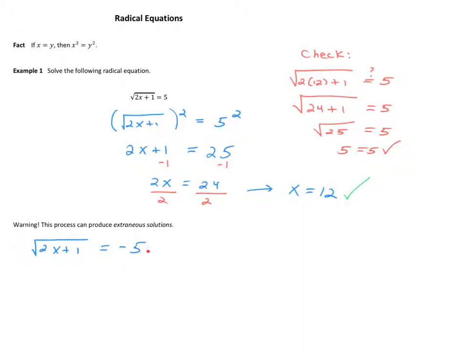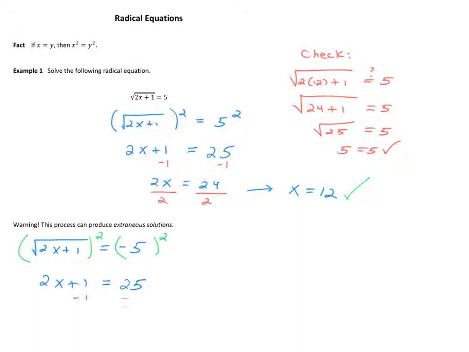Before we even solve this, there is no way this equation has a solution. The square root of anything is always a positive number. It can never be negative by definition, so there are no solutions. But let's see what happens if we square both sides of this equation, so that it is on the left, and on the right, I'll raise both sides to the power of 2. On the left, you still get 2x plus 1. The reason is the square root and squared cancel. And on the right, negative 5 squared is still positive 25.